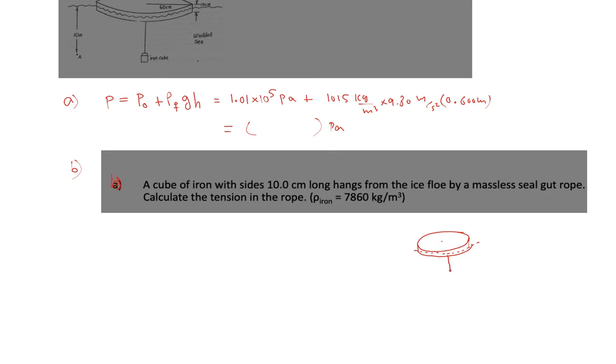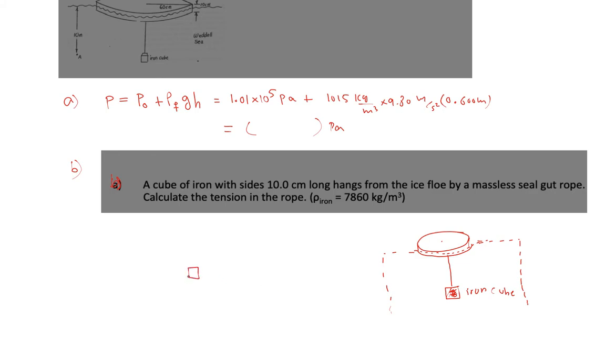You attach a string and then you attach an iron cube, which is fully under the surface of water. It's fully submerged, and we're asked to find the tension in the string, and this iron cube is just in equilibrium. Let's draw a free body diagram of this first.